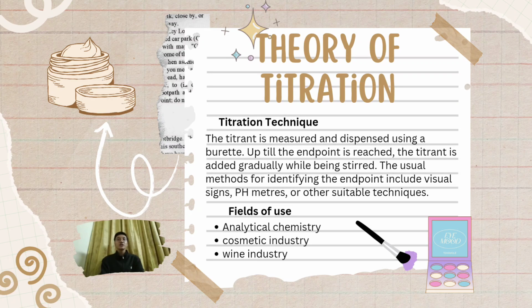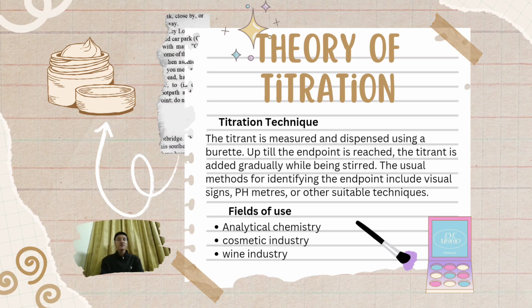Now, let's move to another part of the theory of titration. Titration technique. The titrant is measured and dispensed using a burette until the endpoint is reached. The titrant is added gradually while being stirred. The usual methods for identifying the endpoint include visual signs, a pH meter, or other suitable techniques.